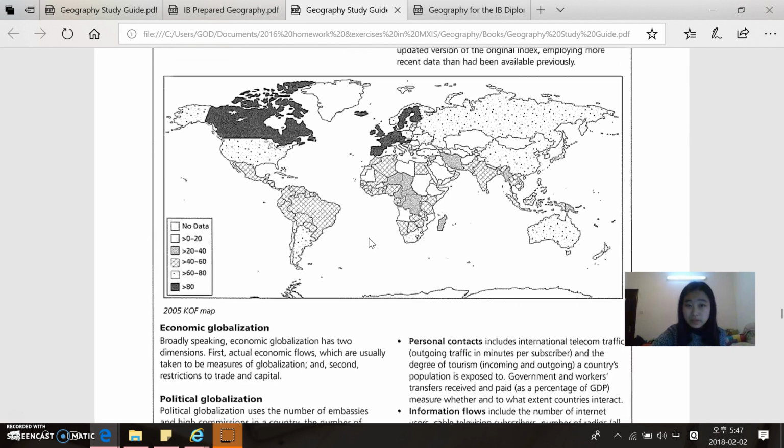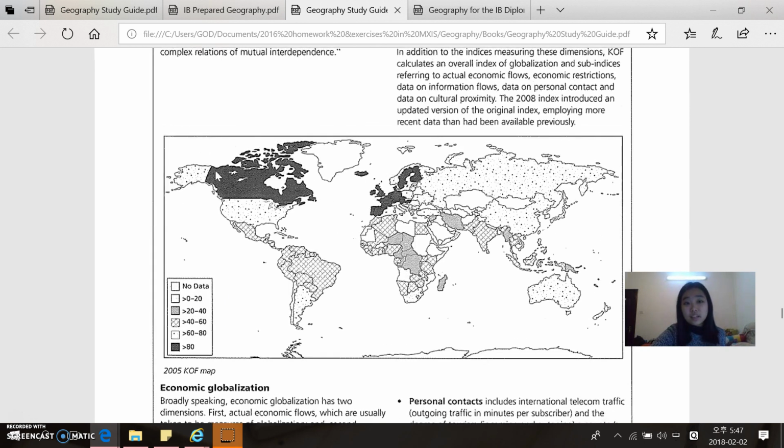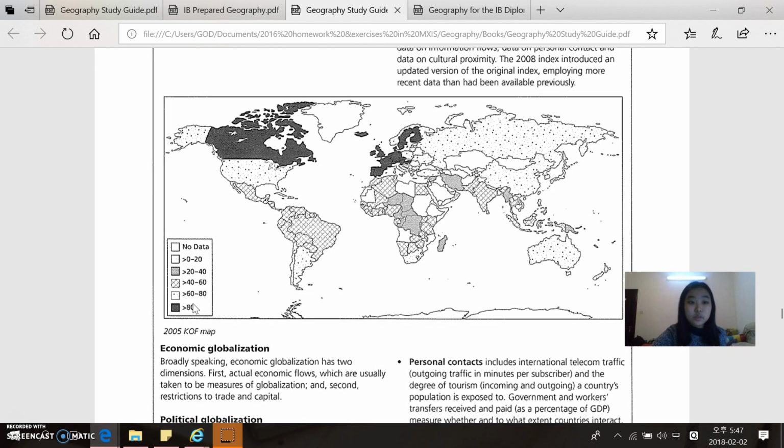You don't necessarily have to draw it, but it's better if you can conceptualize it, know it. So when the KOF index is more than 80, it's obviously the North American continent, Canada. I guess Canada is very globalized, and parts of Europe, especially Western Europe, are most globalized. And 60 to 80, there's definitely America, and Alaska, part of America, and Russia. China is also very globalized, and also here is Australia.